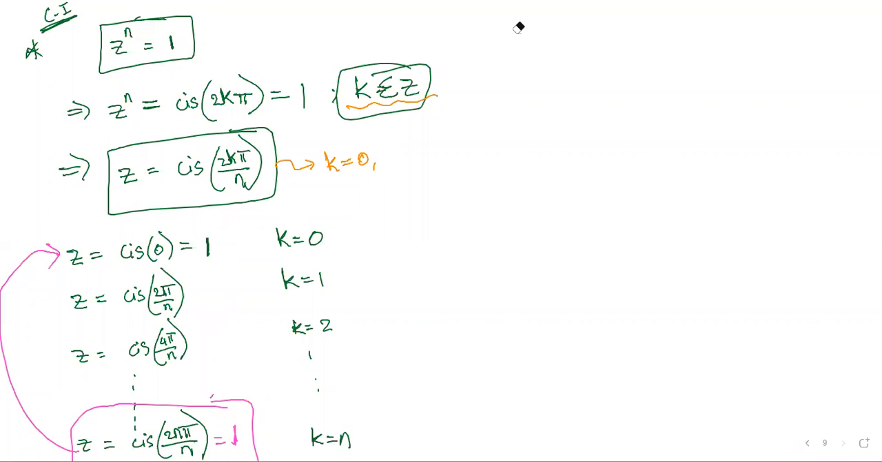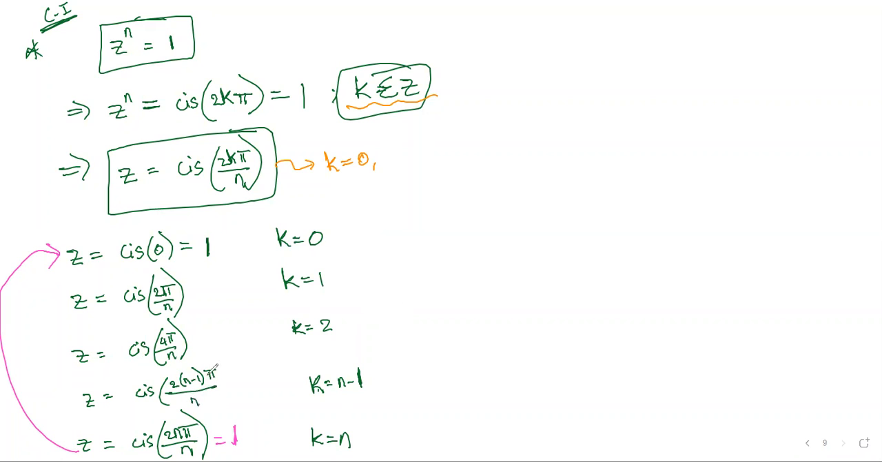So very interesting. We are starting from k equal to 0 and going till k equal to n minus 1. Till this point, we are going to get distinct roots for this equation. How many roots are we getting from 0 to n minus 1? 0, 1, 2, so on till n minus 1.